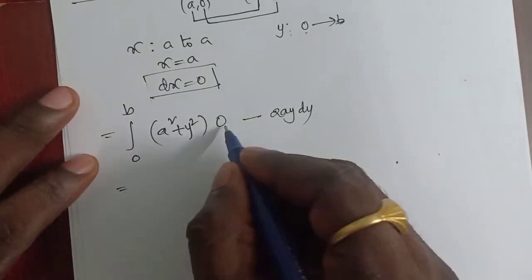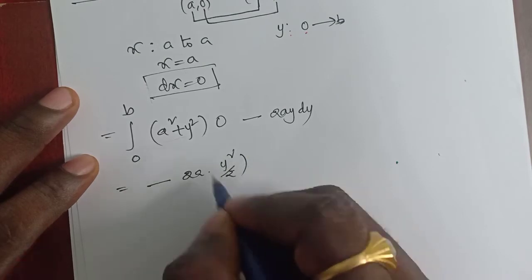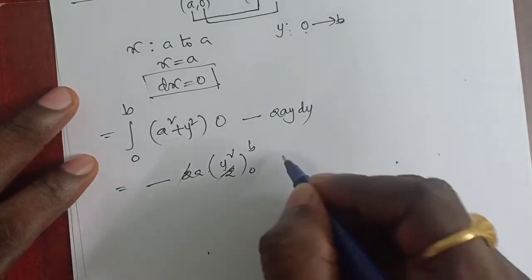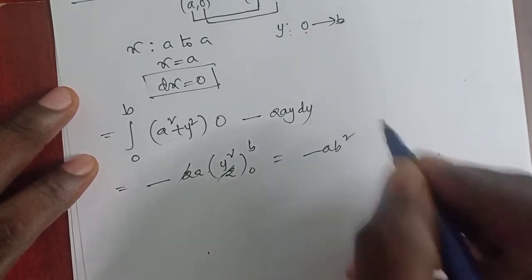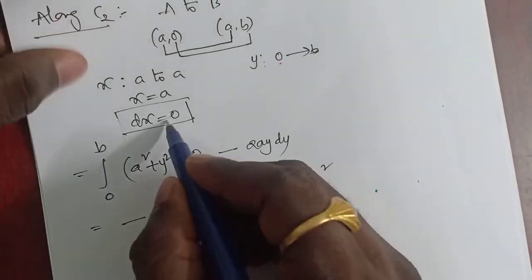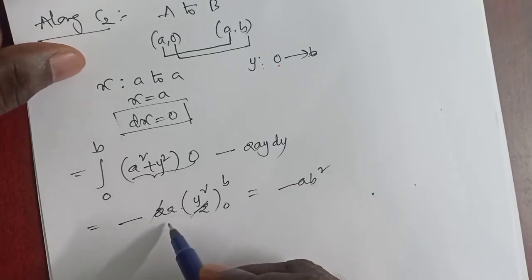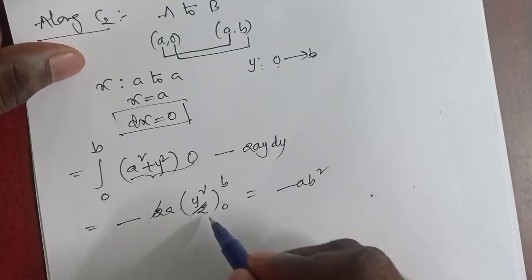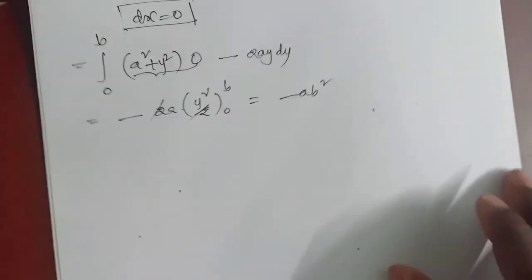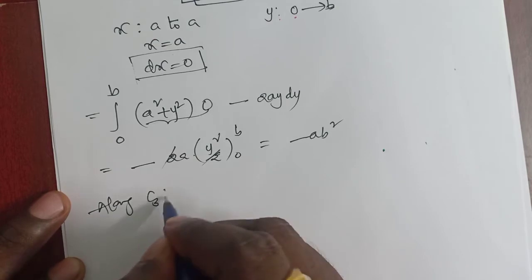Now it is 0, so minus 2a is constant, y square by 2, the boundaries are 0 to b, 2 gets cancelled, so it is minus ab square. It is the final answer. So clearly dx is 0, so this term is eliminated. Minus 2a is a constant, so for integration of y, it is y square by 2, 2 gets cancelled, so it is ab square. Now the third one is along C3.